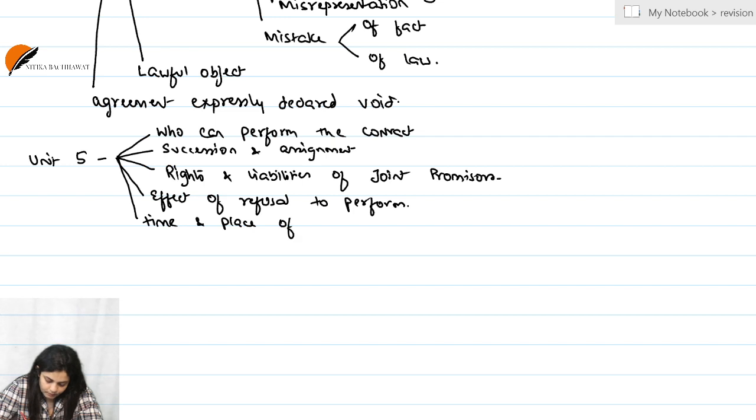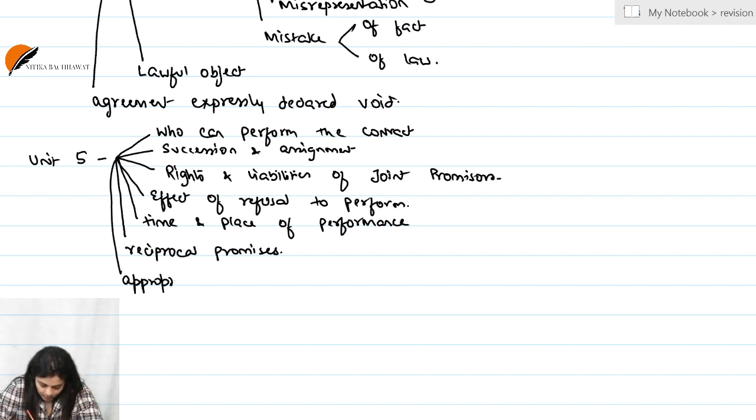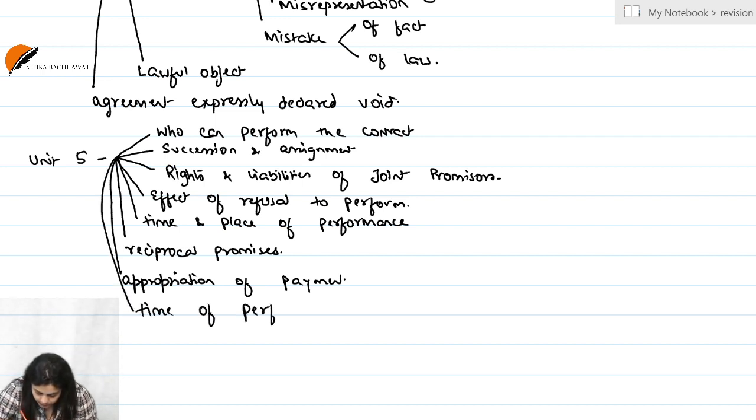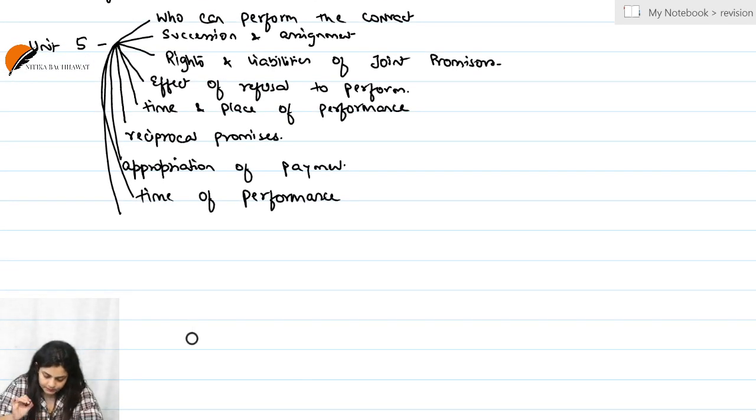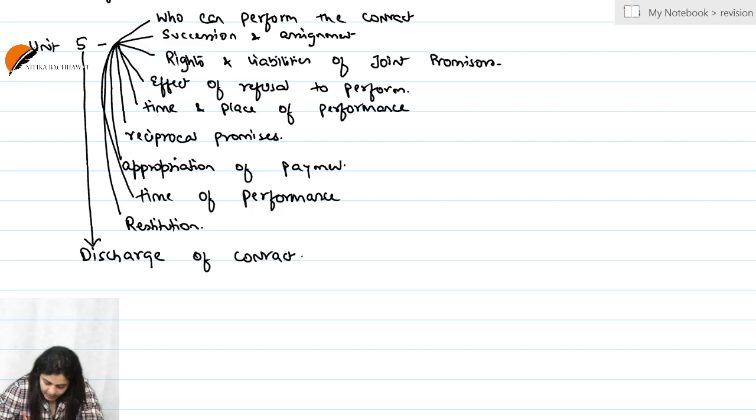Then time and place of performance. Then after this, we had done reciprocal promises. Then appropriation of payment. There were three methods involved here. Then time of performance, and finally the last one in the small topic that we had done was restitution. And apart from this, we had covered discharge of the contract, where we had six different heads for discharge of contract.